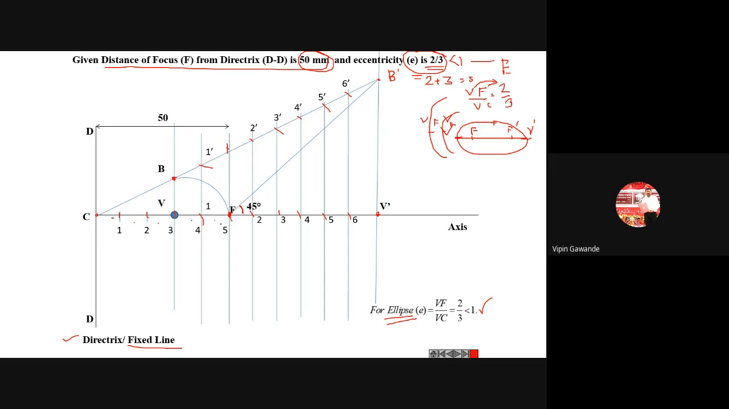Okay, so what we have done, first we have taken some distance in compass. We have marked the divisions on V and V dash.